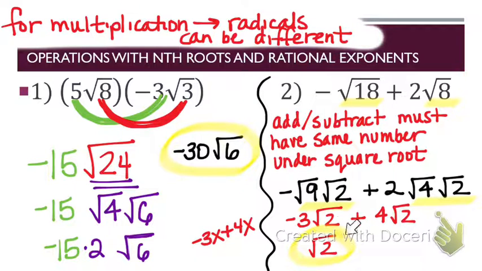Okay, so these are like terms, so I added them together. And when I'm adding, I add the coefficients. So I'm adding negative 3 plus 4. And what is negative 3 plus 4? It's 1. So I didn't put the 1, right? But isn't 1x the same as x? So do I have to put the 1?